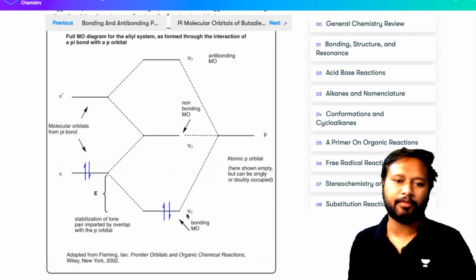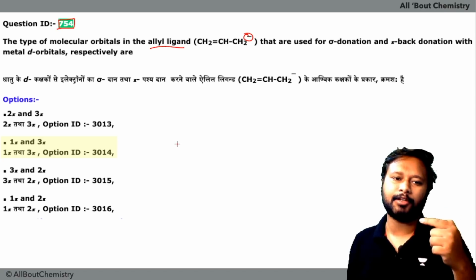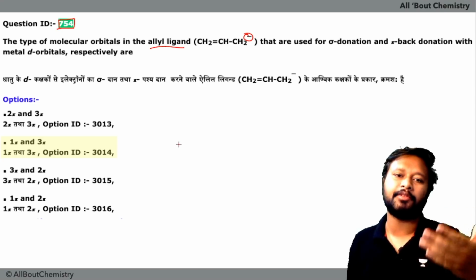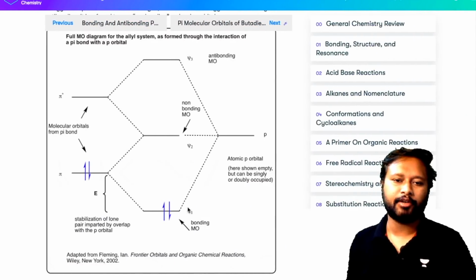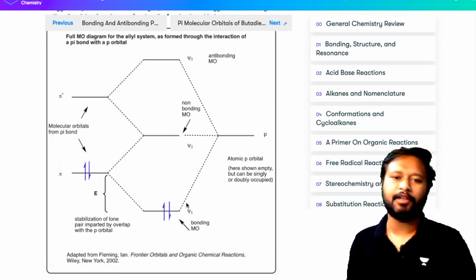This is mentioned in the form of psi 1, but in the question they have mentioned it in the form of 1 pi, 2 pi, 3 pi, right? So 1 pi means the first pi orbital, 2 pi means the second pi orbital, 3 pi means the third pi orbital. Because only pi orbitals are interacting here, although it is mentioned as psi 1, psi 2, psi 3, you can consider according to the question as pi 1, pi 2 and pi 3, or 1 pi, 2 pi, 3 pi.